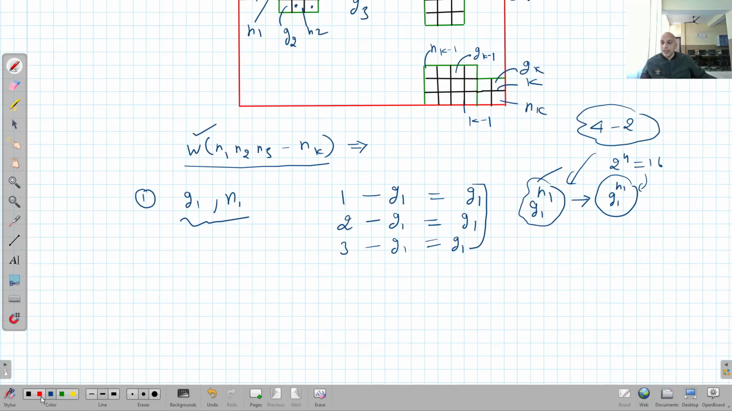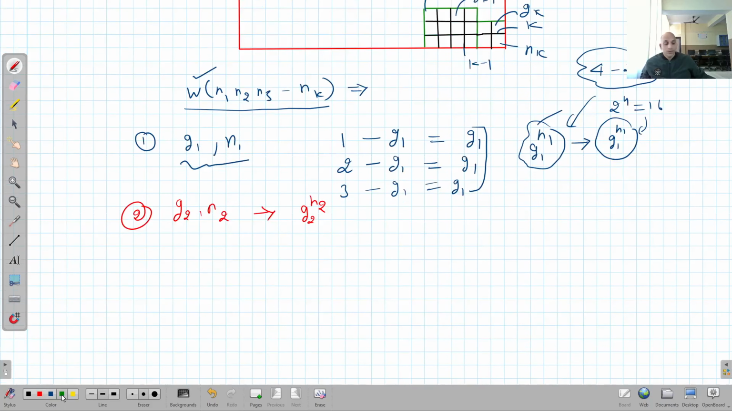Similarly, if I go to the second compartment, then for the second compartment, it will be G2 and N2. So obviously in this case, the total number of ways will be G2 power N2. Similarly for third compartment, it will be G3, N3. And the total number of ways, G3 power N3. Similarly, so on for the kth compartment. What will be the number of ways? Gk power Nk. Right.